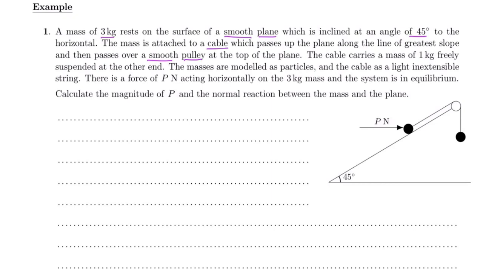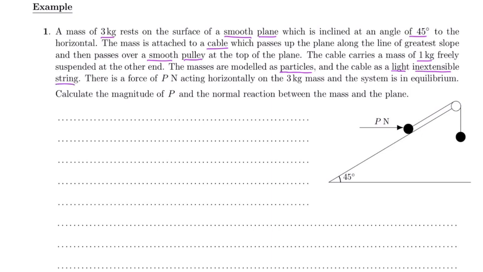Now, remember, these are some of your modelling assumptions. Remember what we know about if a string passes over a smooth pulley. It's something to do with the tension in the string. The cable carries a mass of 1 kilogram freely suspended on the other end. The masses are modelled as particles, again, think about your modelling assumptions, and the cable as a light inextensible string.